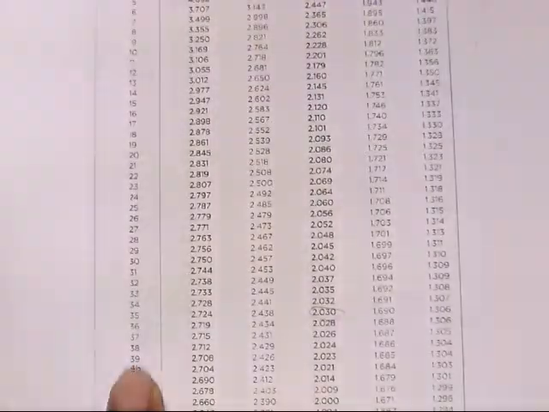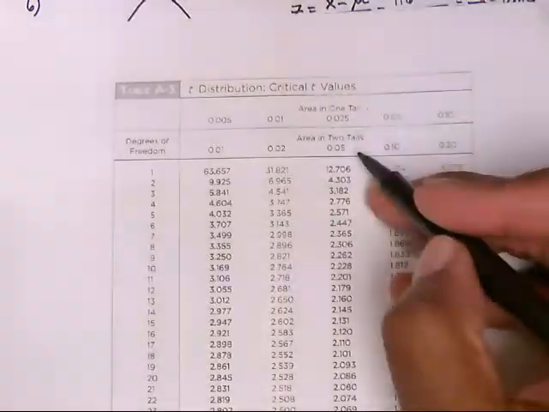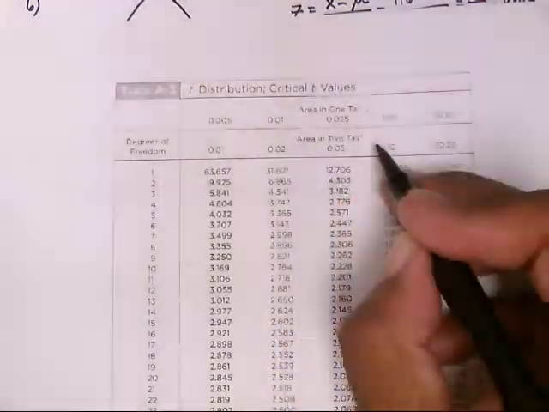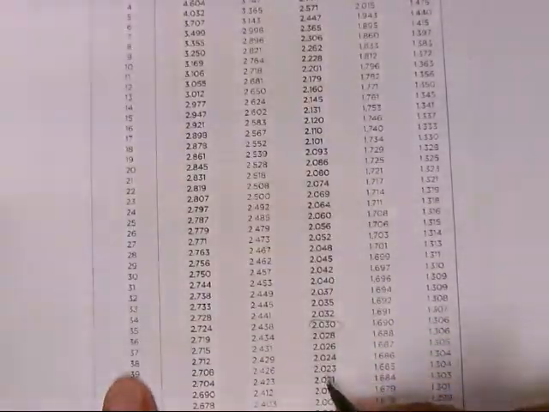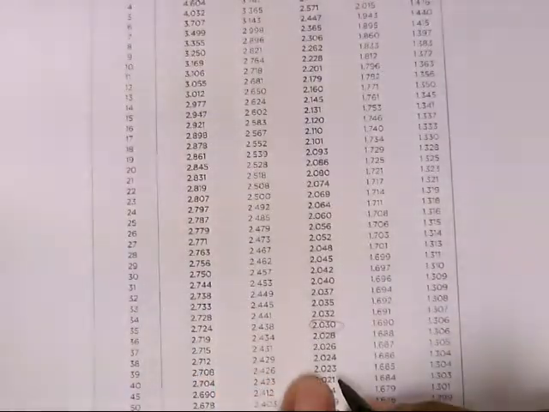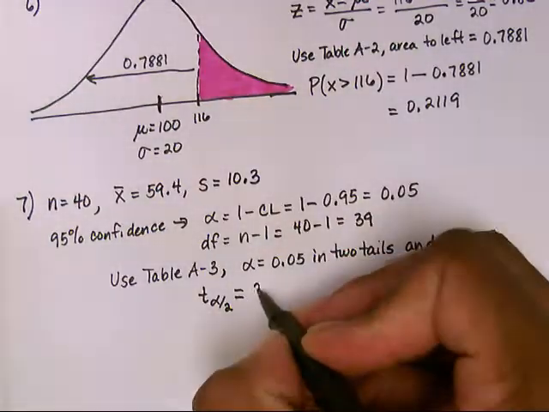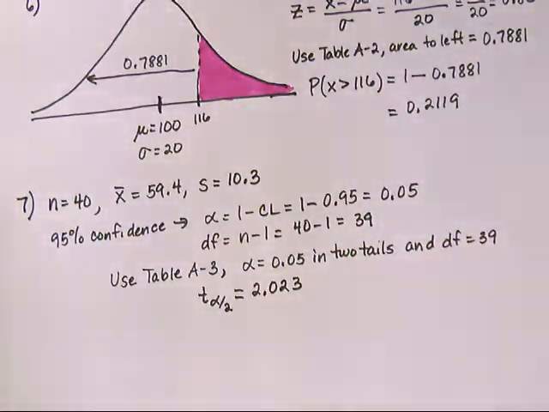Now we're going to find 39 degrees of freedom. That's down here. Now, we got alpha in 1 tail and alpha in 2 tails. We always look under the row that says alpha in 2 tails. Here's 0.05, so we go down to where 39 is. And as you can see, that critical t value will be 2.023. That's going to be our critical t value, 2.023.